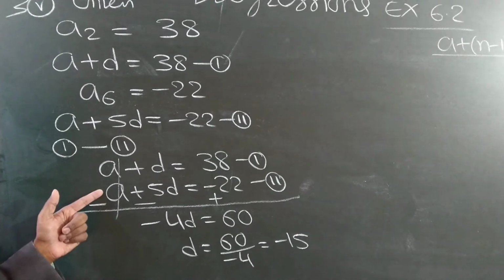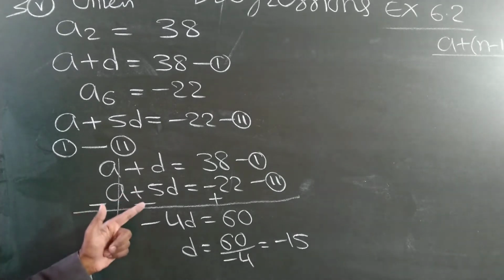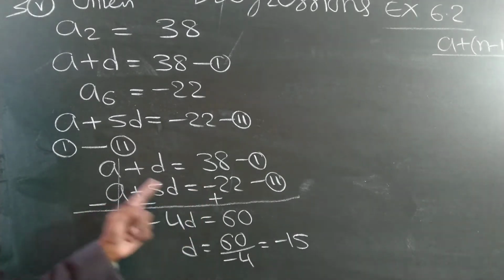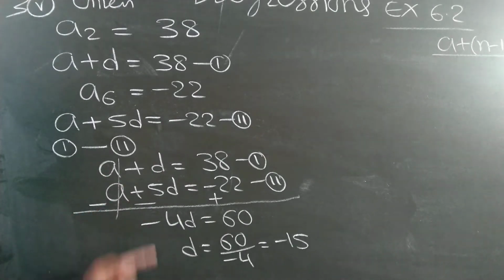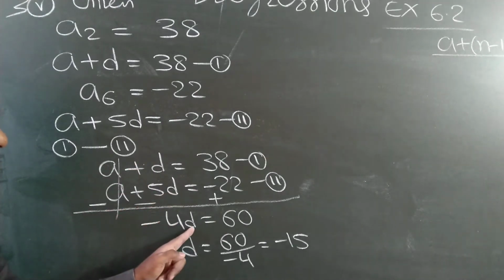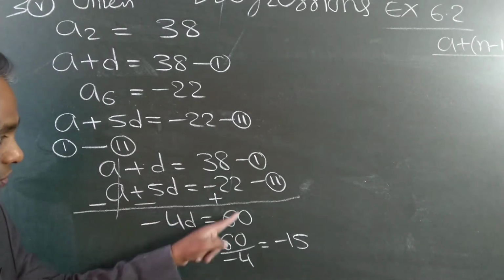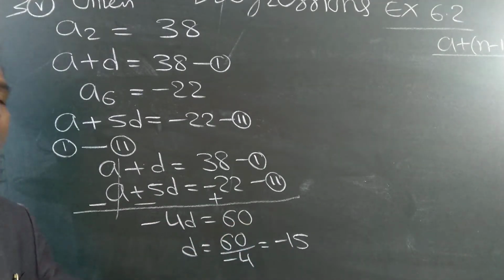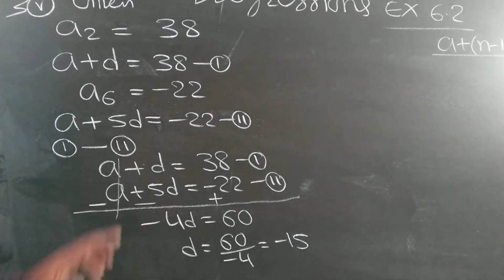When I am subtracting, all the signs will change. Plus A becomes minus A. Plus becomes minus. Minus becomes plus. A minus A is 0. D minus 5D is minus 4D. 38 plus 22 is 60. 60 by 4 is 15. We got the D value. Now we require A also.